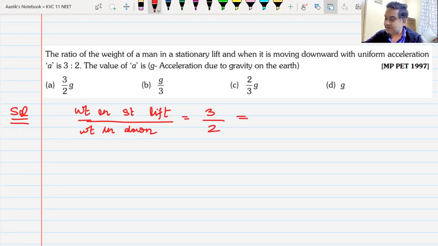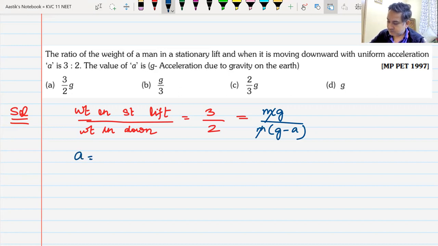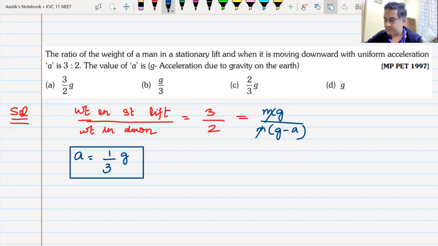What does the weighing machine read? M into G. When it is moving downwards, what does the machine read? R equals M G minus A. From here, you cannot find out the value of A. A will be coming as G by 3. You cannot find out A from here.